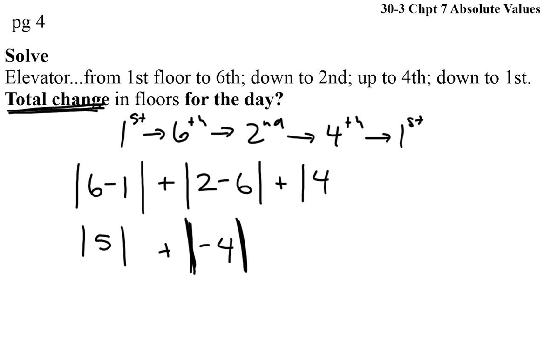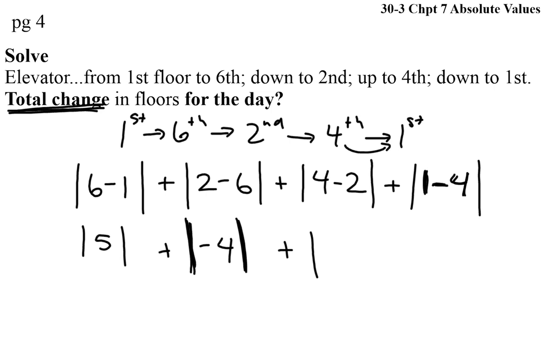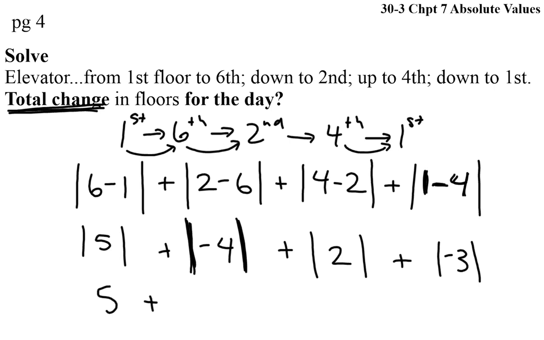Next change was from 2 to 4, so the change would have been 4 minus 2, and the last change finished at 1 from 4. So again, it was a 3 floor drop to finish, but I don't care that it was 3 floors negative, so I want to deal with that negative 3 as a positive. 3 floors were changed. So there's what that equation becomes. 6 minus 1, he went up 5, which was okay. He then went down 4, but I don't care that it was down, so I want the absolute of it. It was a 4 floor change.